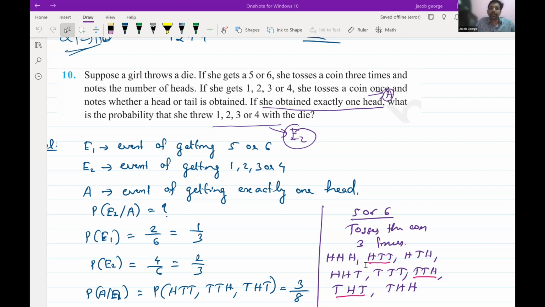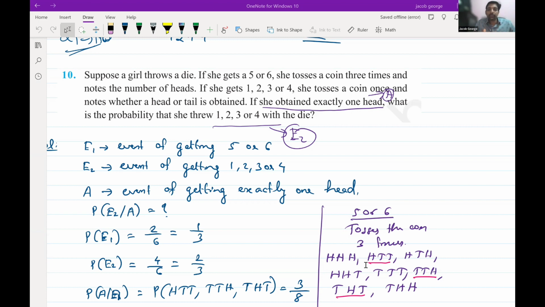Now, capital A be the event of getting exactly one head. Is it clear, children, from the question how these things are written? Got it. Okay. Now, P of E2 given A is asked here. First, we write P of E1.